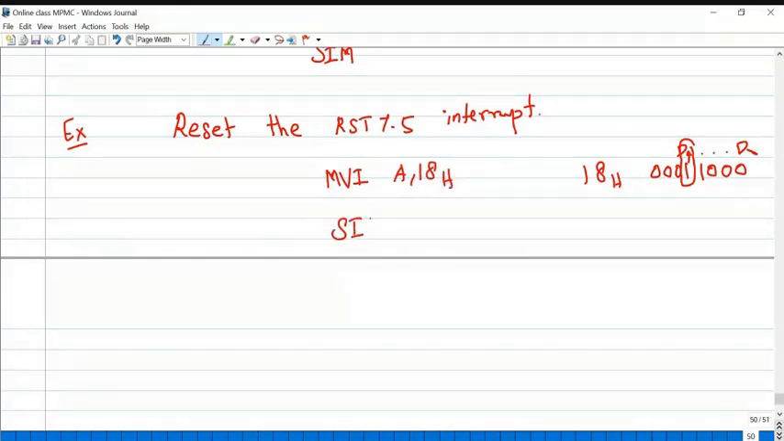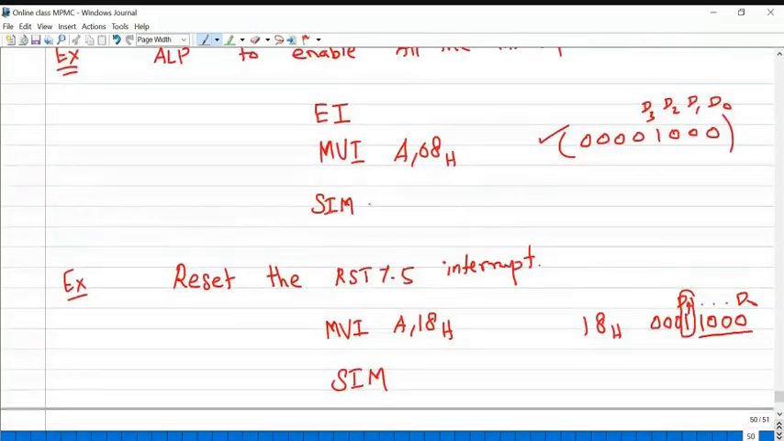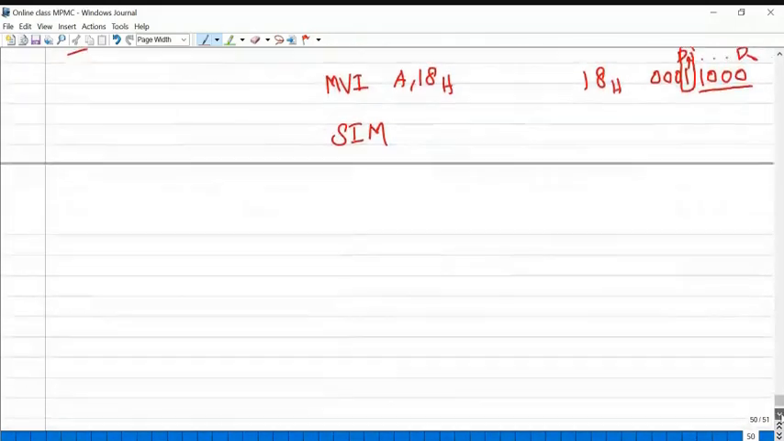And then the same instruction. In the lower order 4 bits, none of the interrupts are masked. D4 is 1, so you are resetting the RST 7.5 interrupt. So enable interrupt and set interrupt mask, these two instructions we completed.